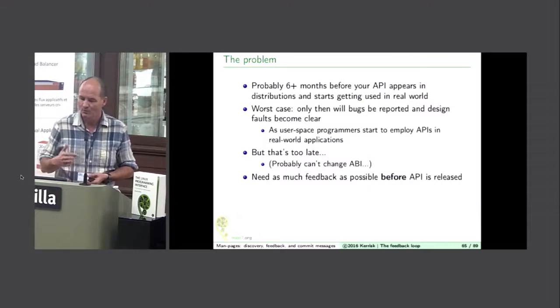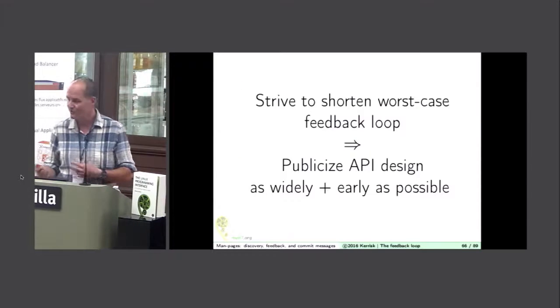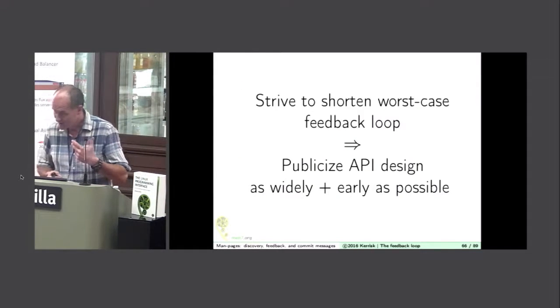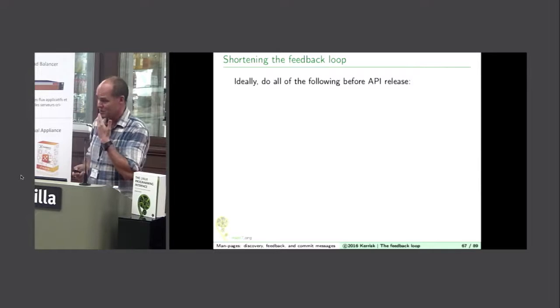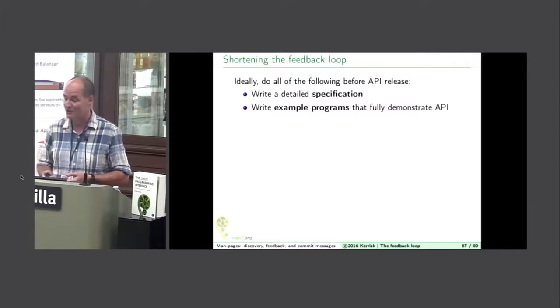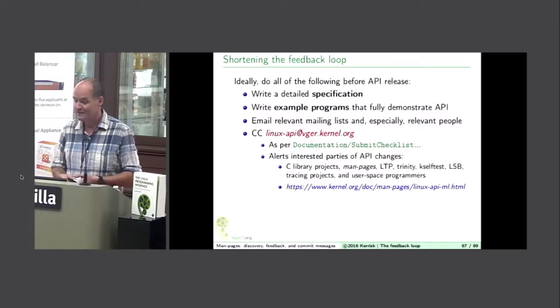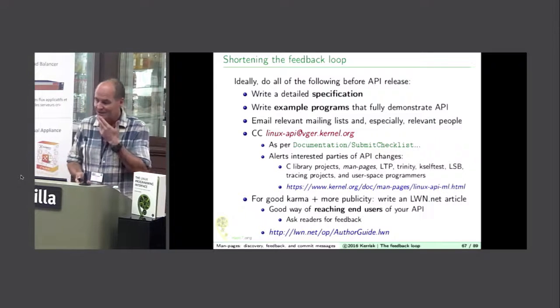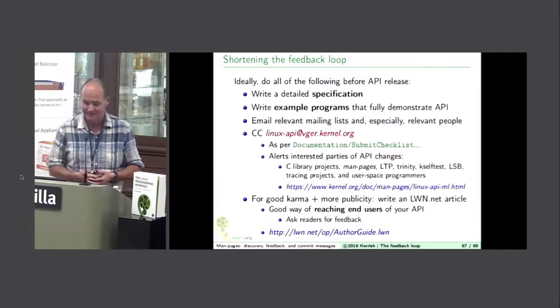So what we really want to do is get as much feedback as we possibly can before an interface is released. So we want to shorten that feedback loop, publicize our API as early and widely as possible. And so there's a whole bunch of things I think you want to do. Write a specification, give people some example programs to play with, CC all the relevant mailing lists, linux-api for example, talk to interested people like the C library projects, like me, like LTP, various others, and if you're feeling really good, you go and write an article for LWN about your new interface. Make Jonathan happy as well.